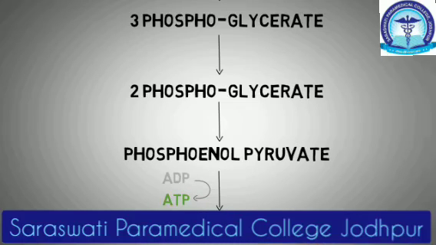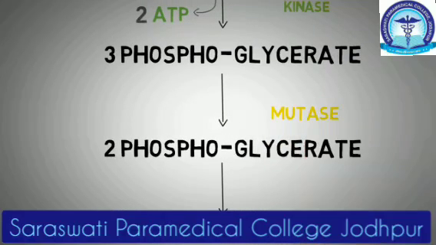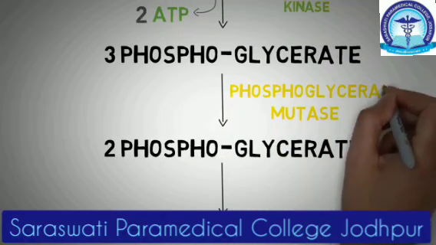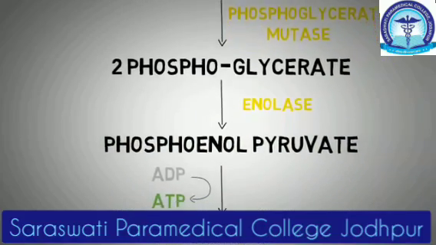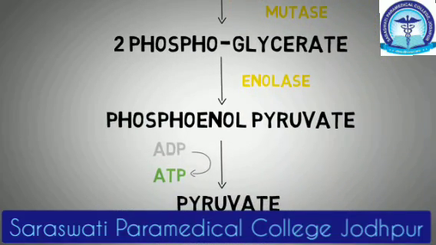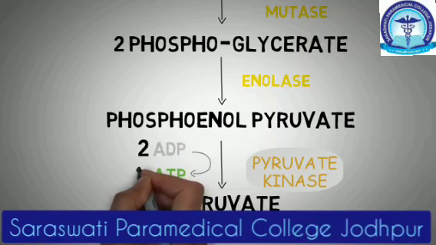The enzyme which converts 3-phosphoglycerate to 2-phosphoglycerate is a mutase, more particularly known as the phosphoglycerate mutase. And after that, we have the enzyme enolase that acts on 2-phosphoglycerate to convert it into phosphoenol pyruvate. After this step, the enzyme pyruvate kinase acts on phosphoenol pyruvate to convert it into pyruvate. The phosphate group on the phosphoenol pyruvate is removed and used to convert an ADP to ATP.